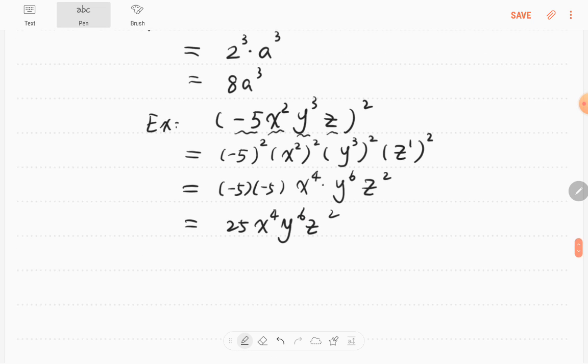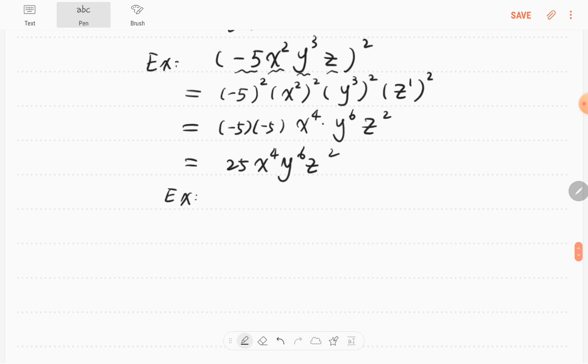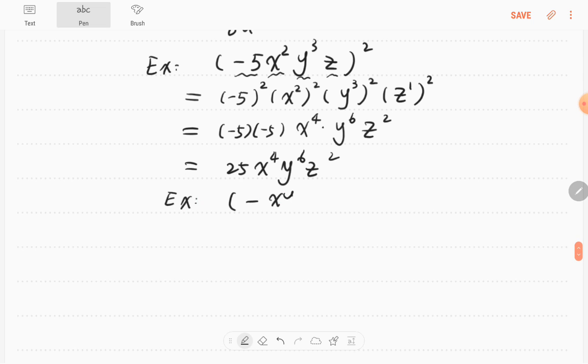Okay, so this is the example. Let's check another one. So when we check this part inside the parenthesis, you can treat it as the -x times y to the third. Or you can also treat it as -1 times x times y to the third. So you will always get the same answer if you treat it as the product of -x times y to the third. You will think the first base is -x.